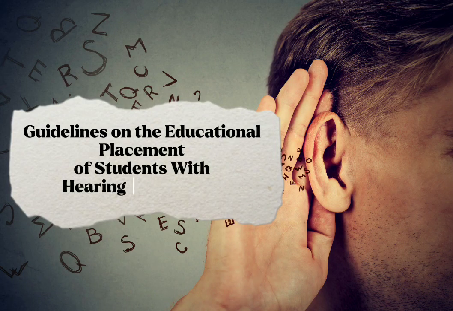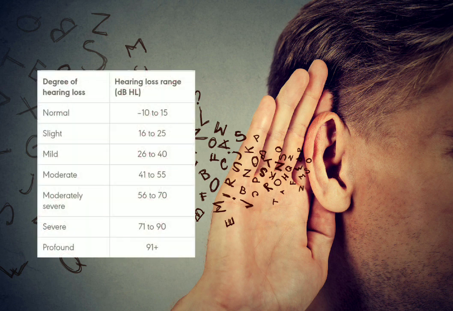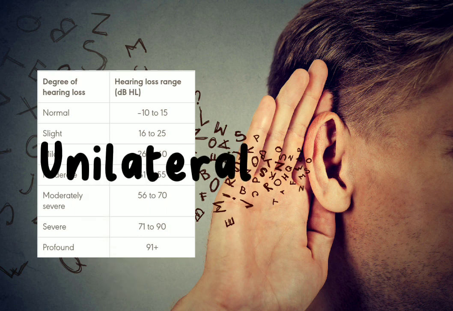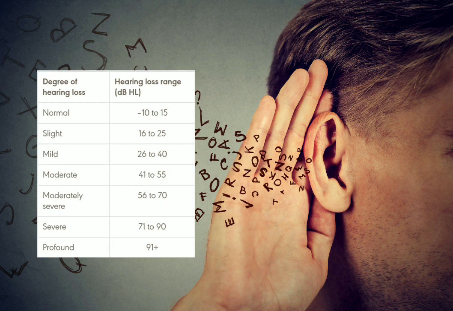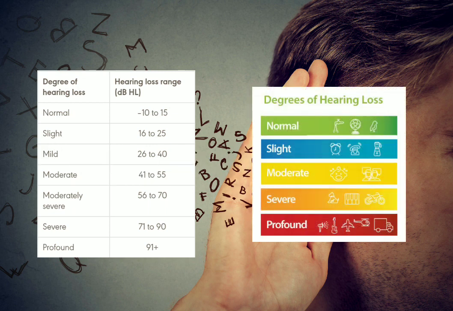Guidelines on the educational placement of students with hearing impairment. The table shows the common way to classify hearing loss. We have 8 degrees of hearing loss: the normal, minimal, mild, moderate, moderate severe, severe, profound, and unilateral. So we have here the hearing loss range.